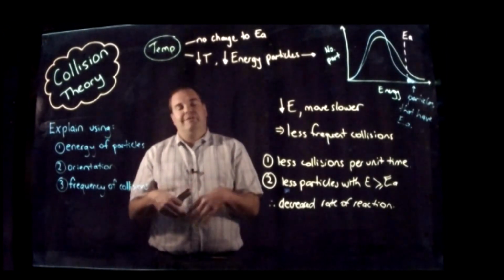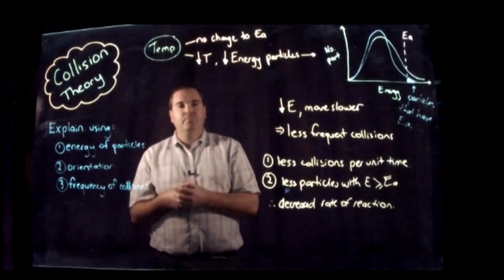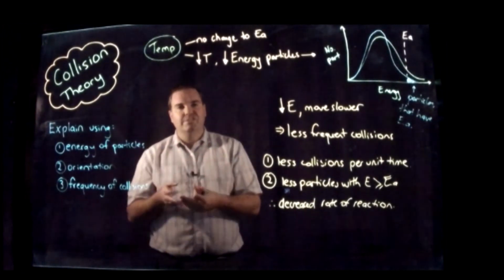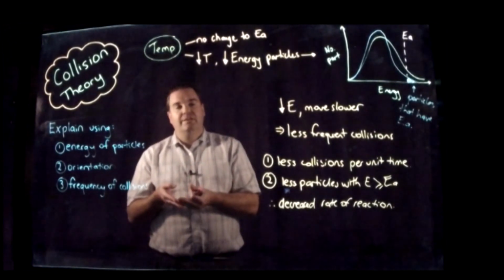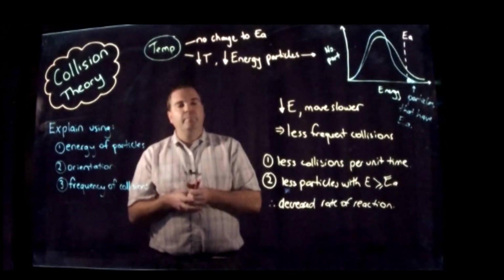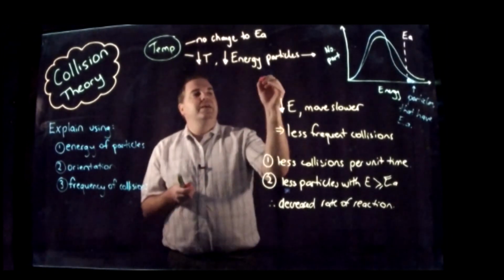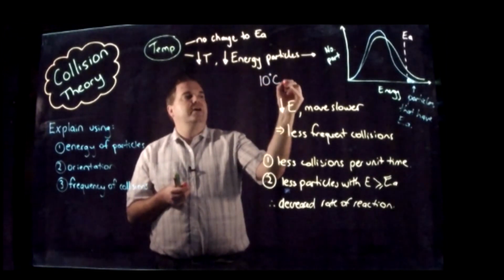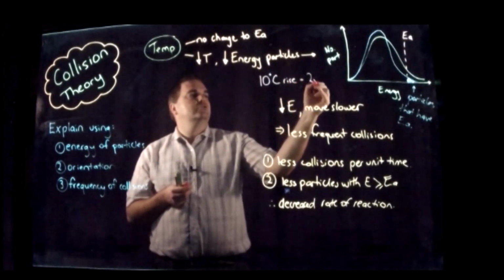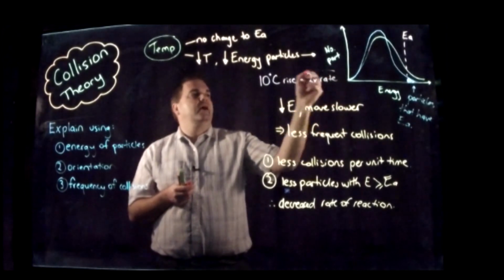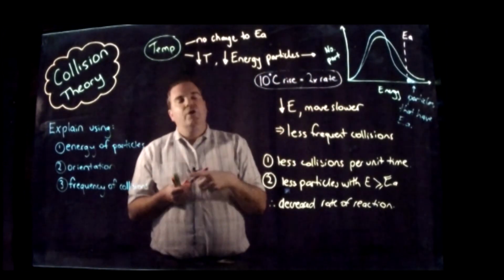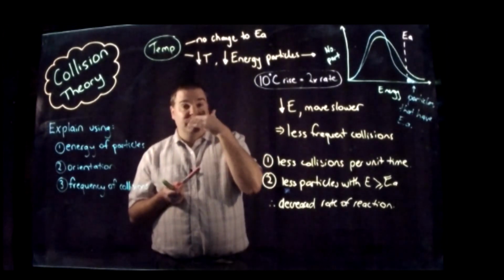Obviously, if you're going to talk about an increase in temperature, it's the opposite. Increase in temperature, more energy, particles move faster, more collisions, more particles have energy greater than the activation energy. The general rule of thumb when we're talking about temperature is that a 10-degree rise equals 2 times the rate. And it kind of goes backwards as well. So if you decrease it by 10 degrees, you are halving the rate at which it will decompose.